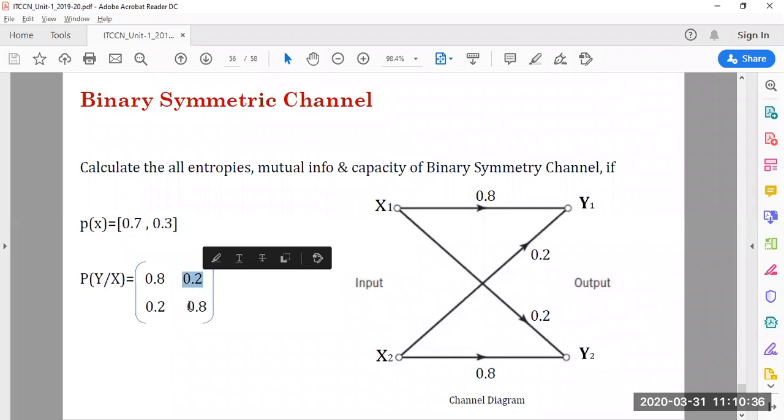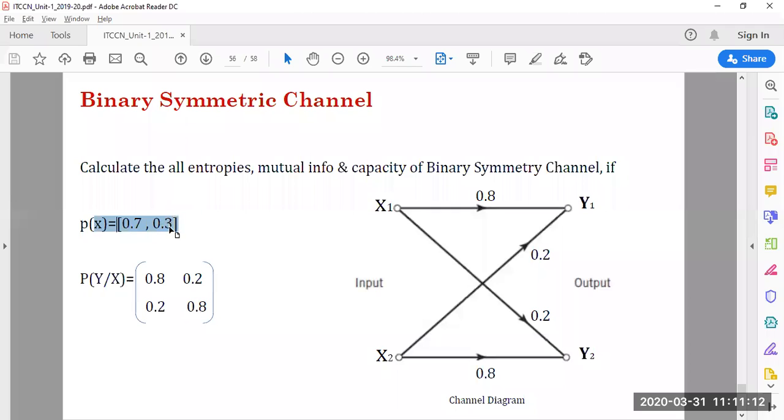0.14 plus 0.24, which is 0.38. Has anyone got the answer? 0.62 and 0.38. Shubhangi, 0.62. Correct. So 0.62 and 0.38 is the correct answer actually.